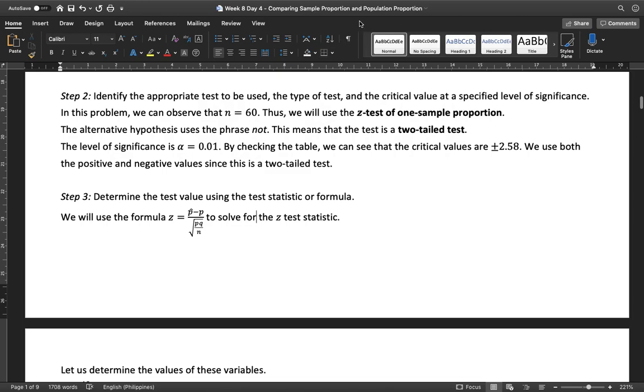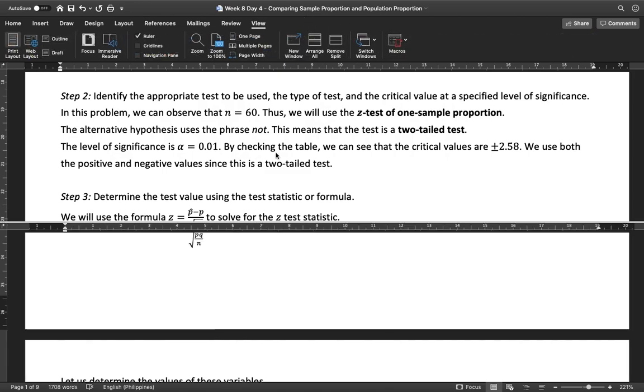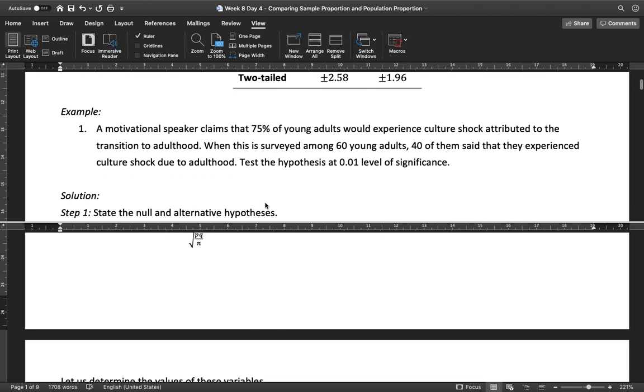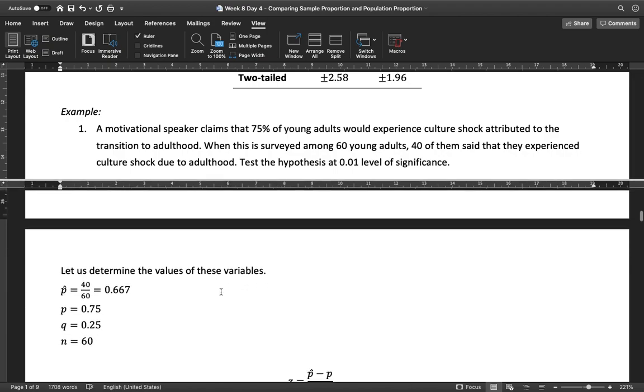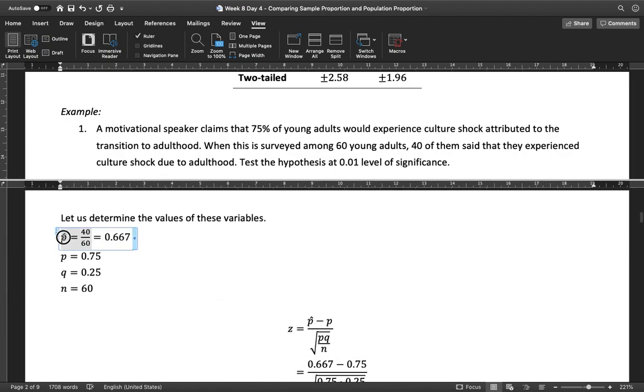So, balikan natin yung mga given values natin. So, balik tayo kay problem. Ito yung problem. And let's have the values. Ano yung sample proportion? Na-survey siya kay 60 ang adults, 40 ang nag-yes, na culture shock nga sila. So the sample proportion is 40 over 60 or 0.667. They round it off to 3 decimal places.